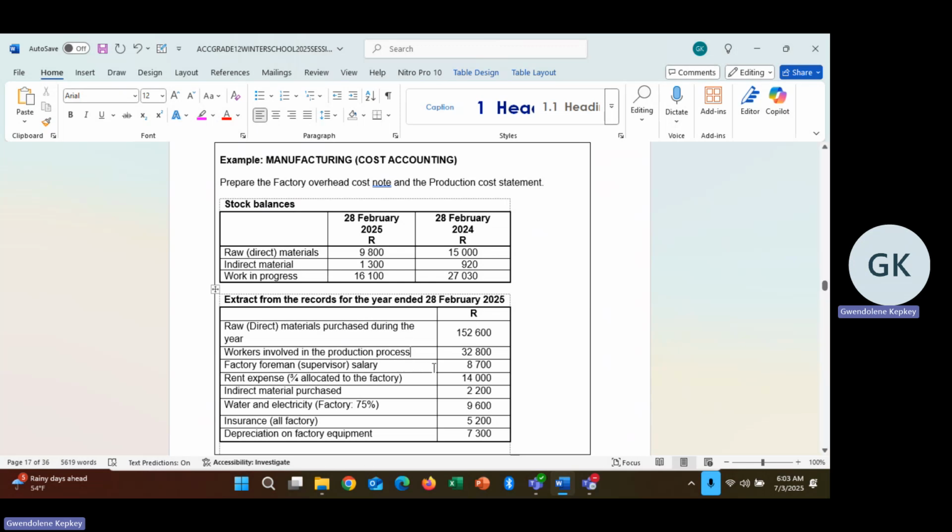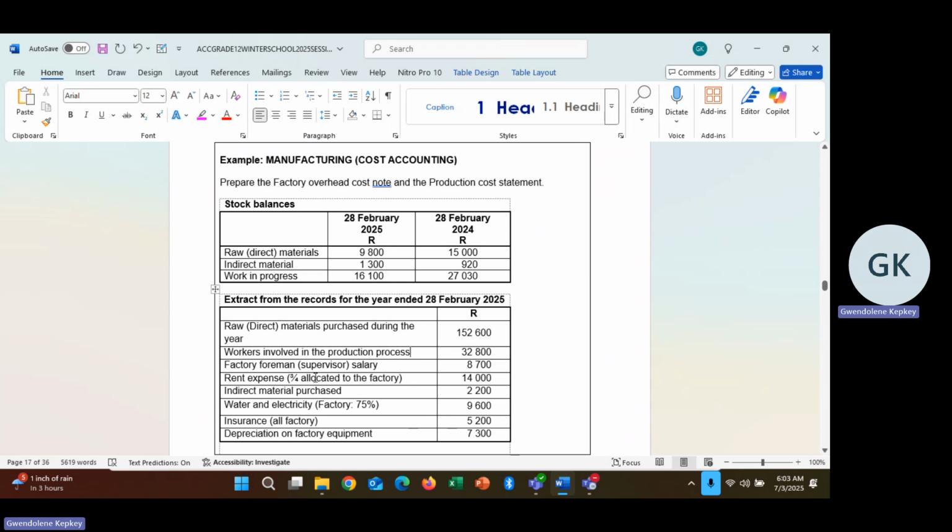And who's my factory foreman? This is the person in a supervisory capacity, but he or she doesn't physically work with the product, so that will be indirect labor. Then my rent, remember these are costs that are incurred in the running of your factory. So all of these, as it appears over here, will form part of my factory overhead costs.